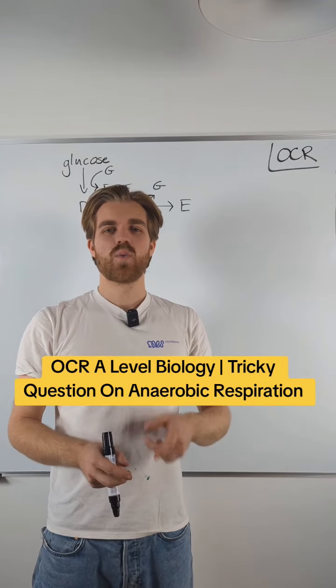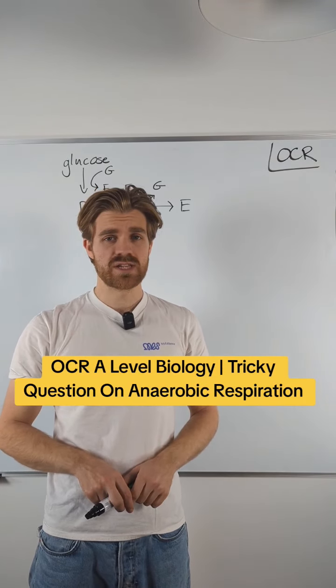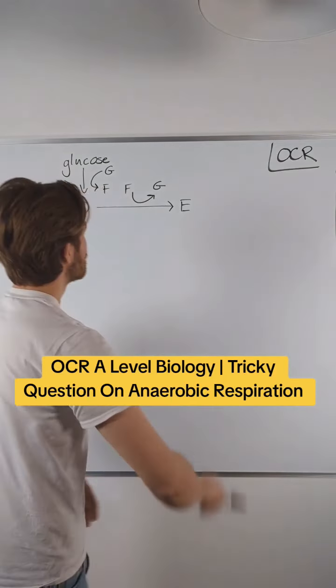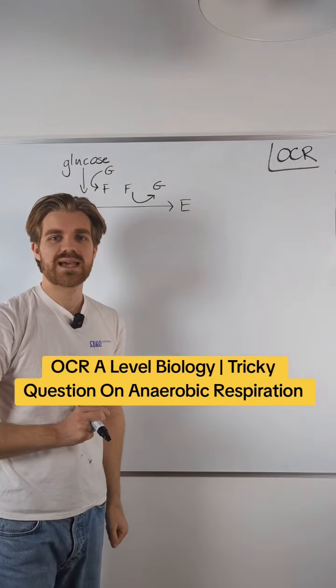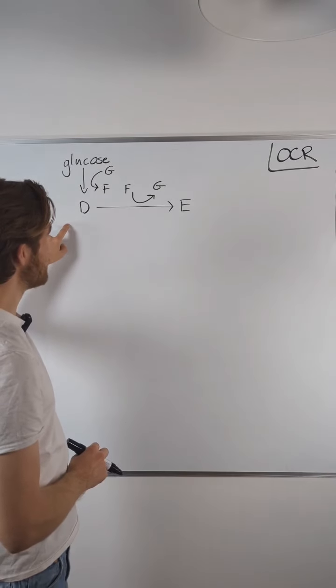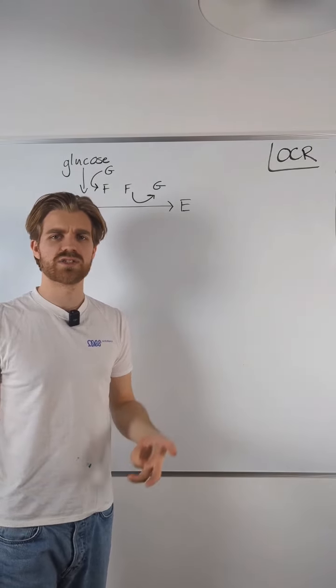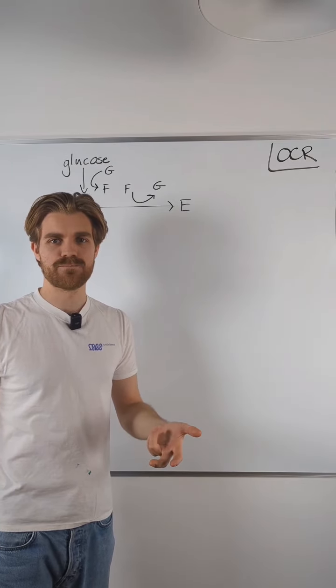Let's take a look at one of those tricky questions about anaerobic respiration. This question comes in 3 parts. We are given some detail of an equation, and we are told that glucose is broken down into substance D, which is then broken down into substance E. And the first part asks us, well, what are D and E?